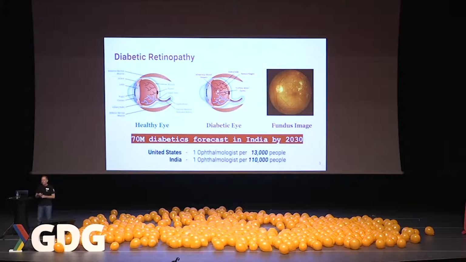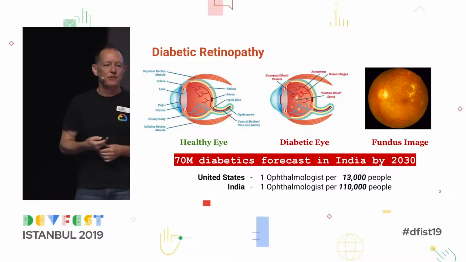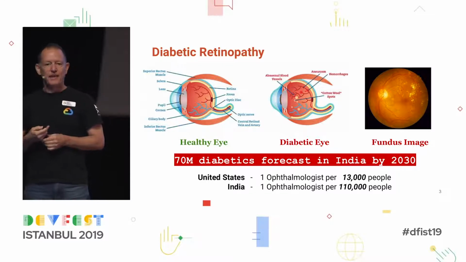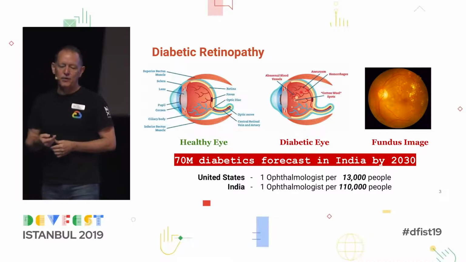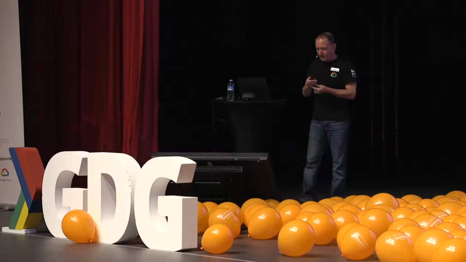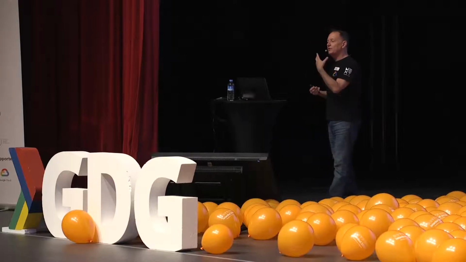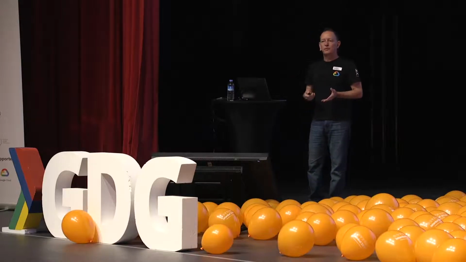And this works well in places like the United States, where there are lots and lots of ophthalmologists relative to the number of people in the population. But diabetes is a problem growing around the world, and in India, for instance, with a population of over 1 billion, there are now forecast to be more than 70 million diabetics by the year 2030. And they don't have nearly the number of ophthalmologists available to actually capture and then diagnose these images. So they need new tools to be able to do this.